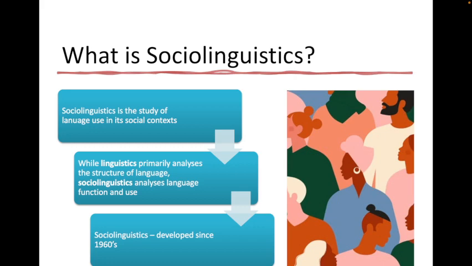While linguistics primarily analyzes the structure of language, sociolinguistics analyzes language function and use. Linguistics focuses on the language itself, how it is structured, its functions and forms, while sociolinguistics focuses on the function and its use: how it is used, how it is expressed, and so on. Sociolinguistics was developed in the 1960s.